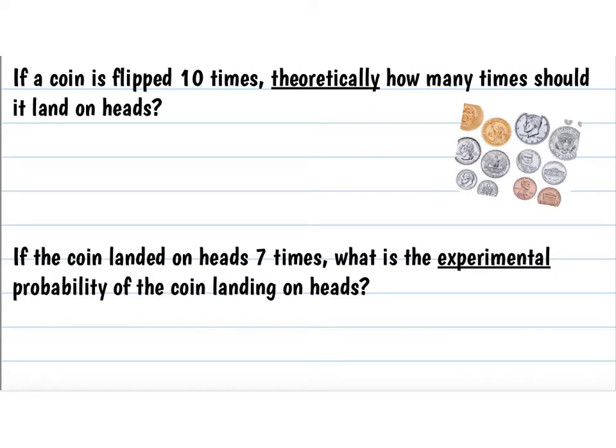Well, if we think about flipping a coin, we know that there's a 50-50 chance, or a 1/2 probability that it's going to land on heads. So if we're flipping the coin 10 times, theoretically, half of the time it should land on heads, which would be 5 times. So the theoretical probability is 1/2. That's what should happen. But the question is asking how many times should it land on heads? Well, half of 10 is 5. So 5 times it should land on heads.